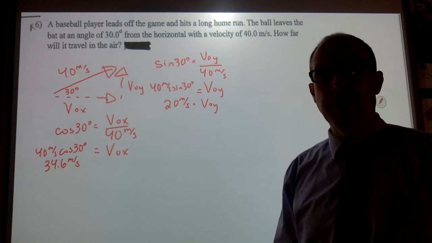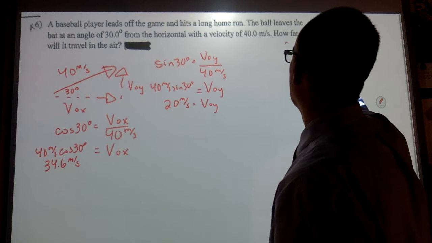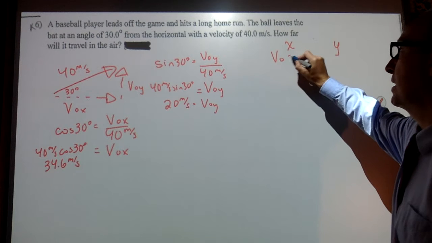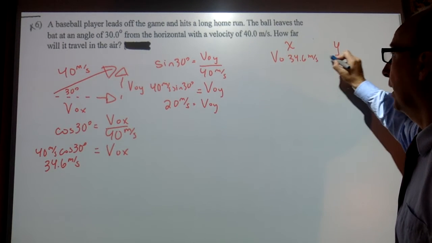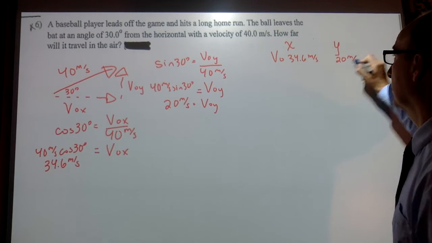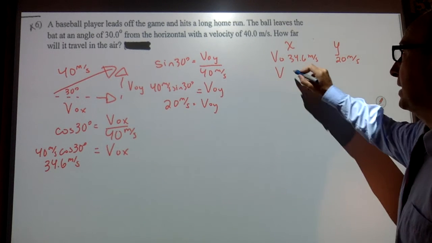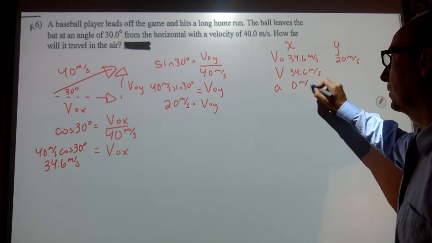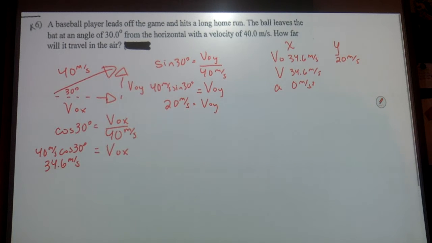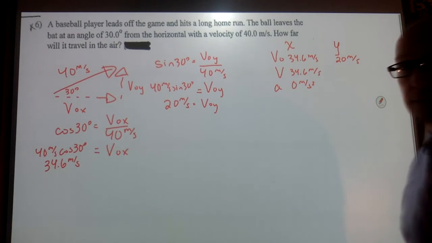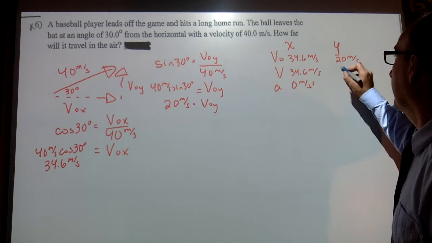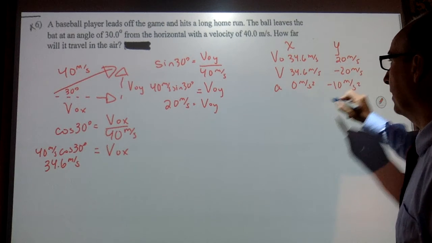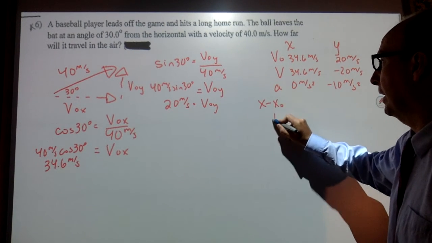Once I have those, I can make a chart for my x and y directions. My initial velocity in the x direction is this 34.6. In the y direction, it's positive 20. My final velocity in the x direction is going to stay 34.6 because I have no acceleration. In the y direction, and I'm assuming it's going from level ground because they're not telling me that it's not, it's going to end up at negative 20 meters per second. Its acceleration is going to be negative 10 meters per second squared.